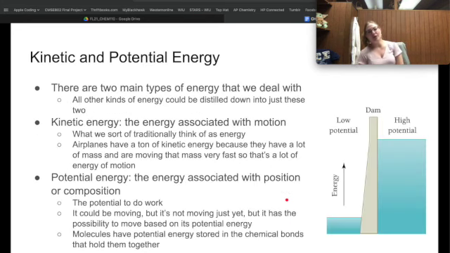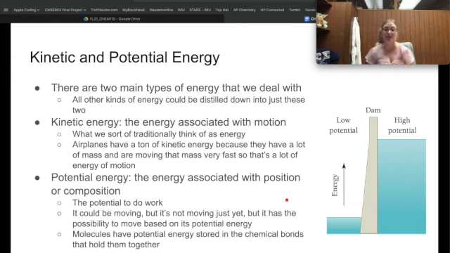So realistically, in the end, if we're thinking about energy, there are 2 main types of energy that we deal with. All other kinds of energy can be distilled down into just these 2 types: kinetic energy and potential energy. You may have heard some of this before. If you're into exercise science, you may hear about kinetics, like kinetics of the body. Movement is what we tend to think of with kinetics.